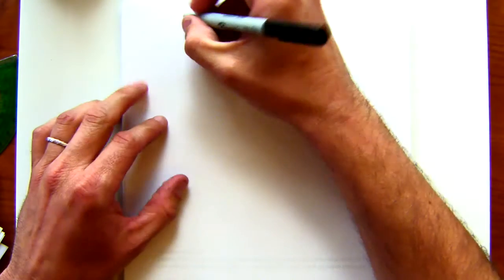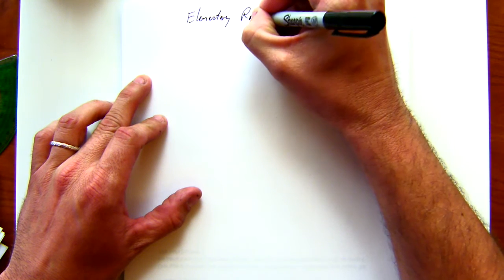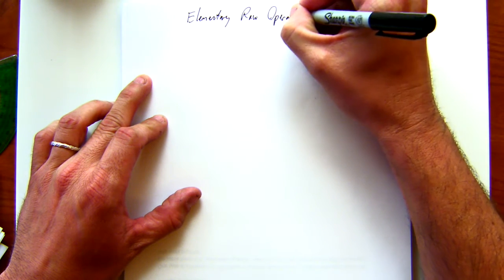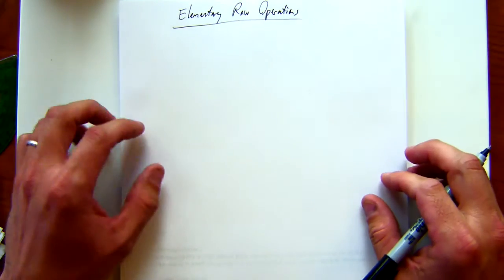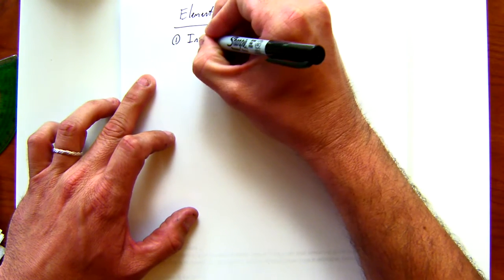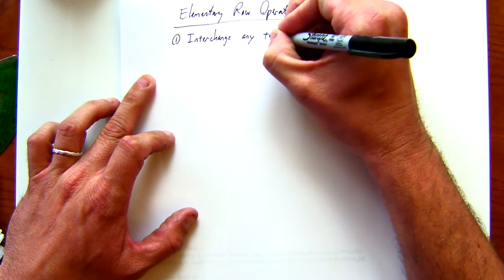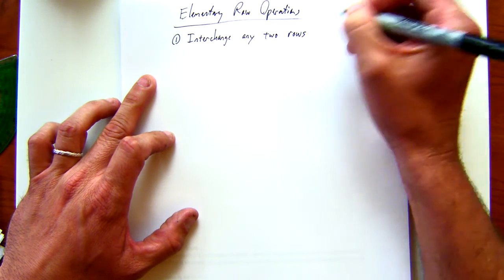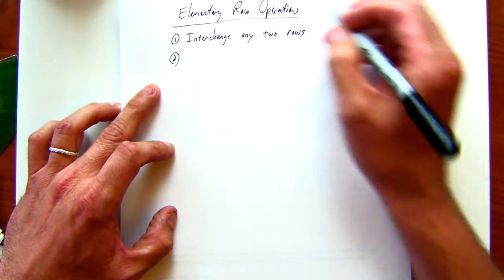Make me work harder, right? Make the teacher sweat. Okay, so the way we're going to do this is using something called elementary row operations. And there are 3 of them. The first one is that we can interchange any 2 rows. We can do that anytime we want.